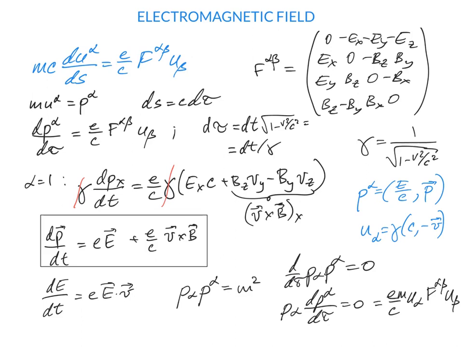This concludes this lecture, where we have figured out how the electromagnetic field appears in the relativistic theory, starting from a Lorentz invariant action and adding a term that represents the interaction of a particle with a field.